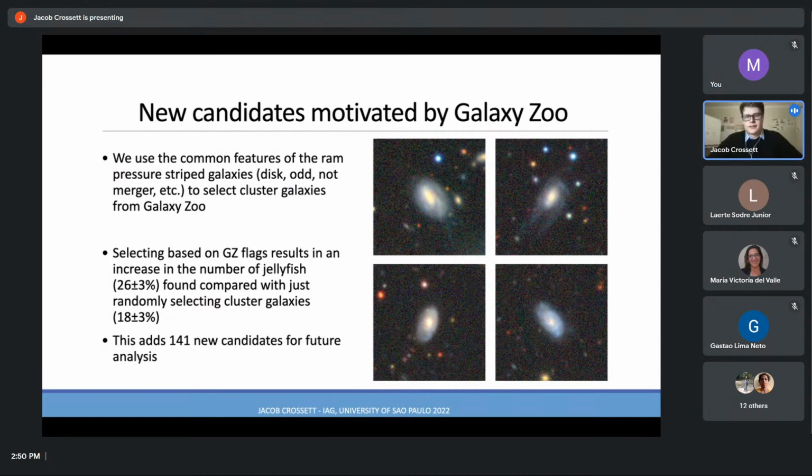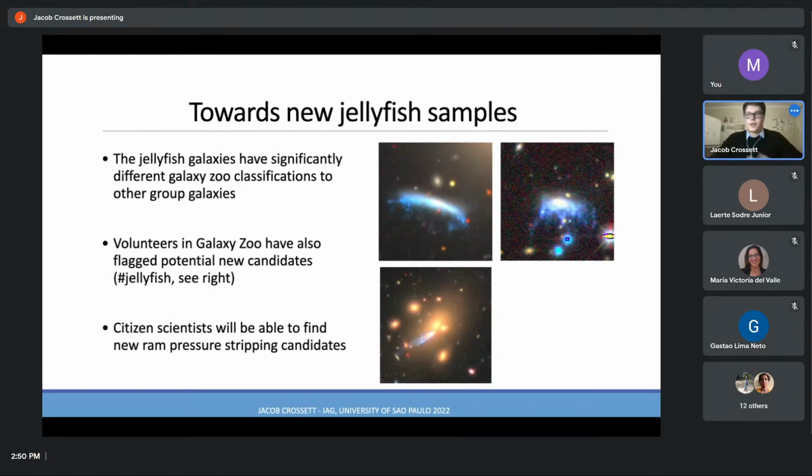So now that we've seen that citizen science definitely works and that asking these questions can help isolate new possible RAM pressure stripping galaxies, we can hope to get their opinions on these in the future. Now, one nice thing is that in the existing Galaxy Zoo, the main Galaxy Zoo, they have a tag section where you can literally hashtag jellyfish, to be that literal. So you can put a hashtag on galaxies with certain features.